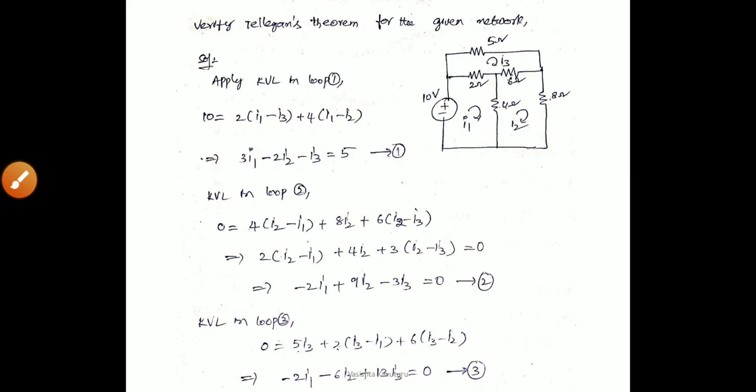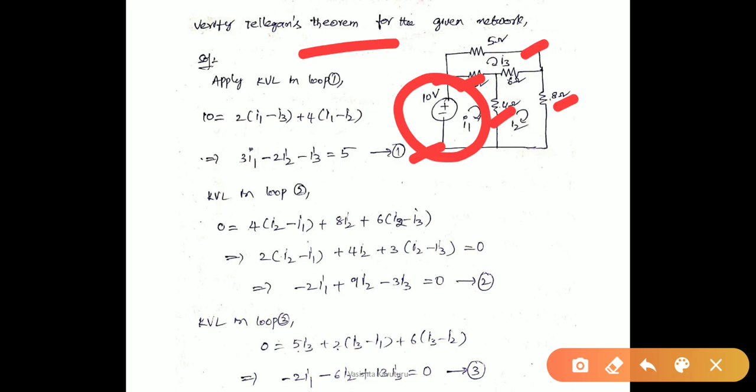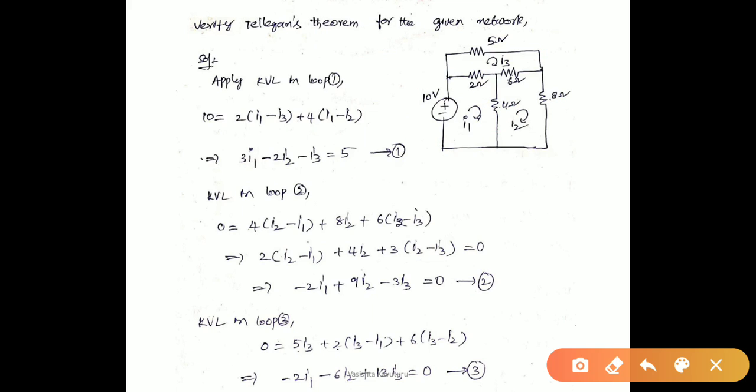The second problem has only one source. It asks to verify Tellegen's theorem. Whatever power is delivered by this 10 volt source should be consumed in all the resistors. For that we have to calculate the currents in each and every branch. For that you can apply KCL or KVL, node analysis, mesh analysis, whichever technique is familiar to you.